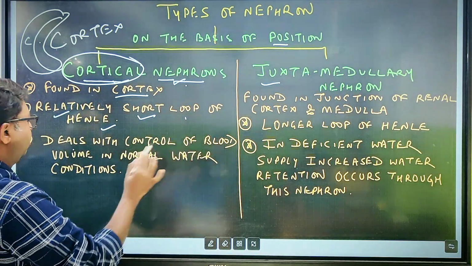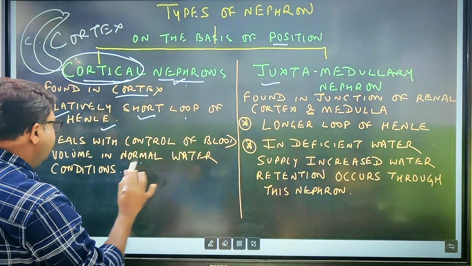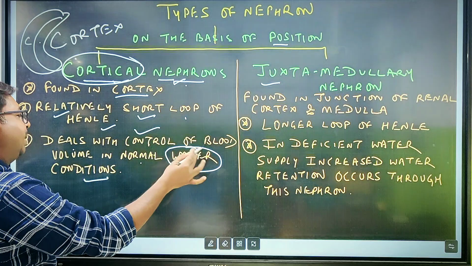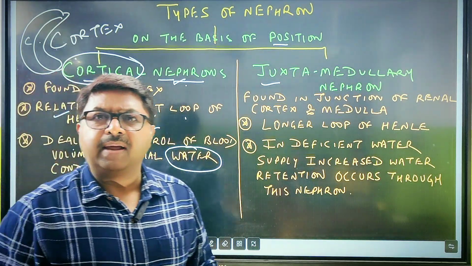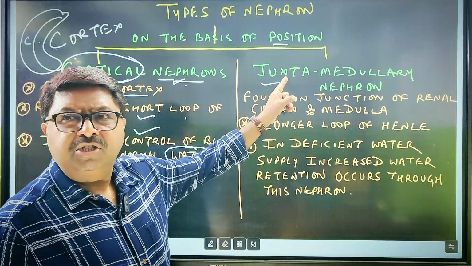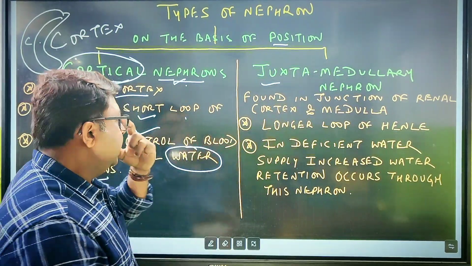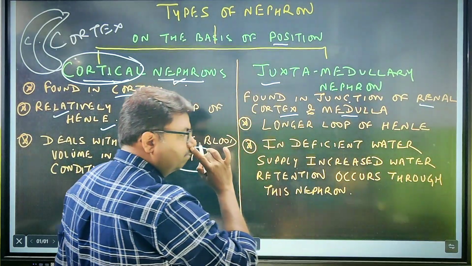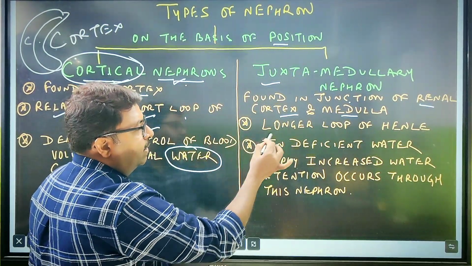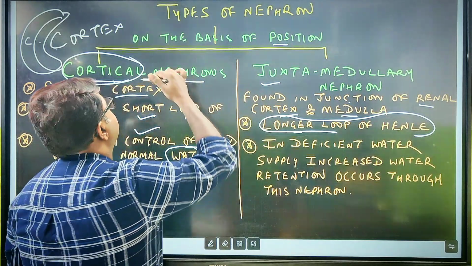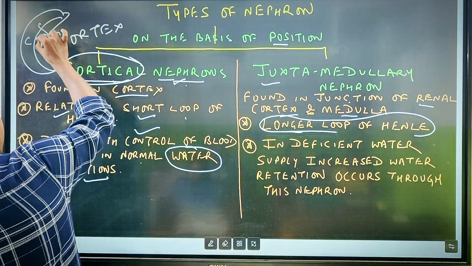Deals with control of blood volume in normal water conditions. अगर बॉडी में normal water conditions रहेगा, तब वो blood volume को maintain करता है. जब बॉडी में normal water balance रहता है. But when we talk about juxtamedullary nephrons, they are found in junction of renal cortex and medulla. Longer loop of Henle. इनका loop of Henle बहुत नीचे तक जाता है. कहां तक जाता है? Towards the medulla region.